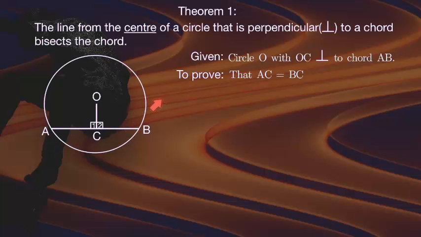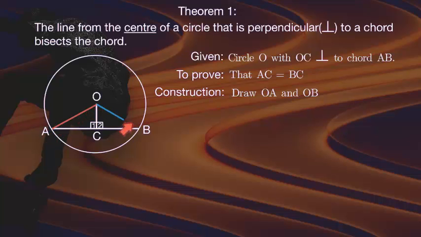And then we're going to do a construction. So I write down construction, and then I'm going to draw OA and OB. So there is OA, and then I draw in OB. There it is. And now I can start my proof. So I write down my proof, and then I'm going to look in triangle AOC, which is this red one, and I'm going to look in triangle BOC, which is this blue one. So I write down in triangle AOC and triangle BOC.